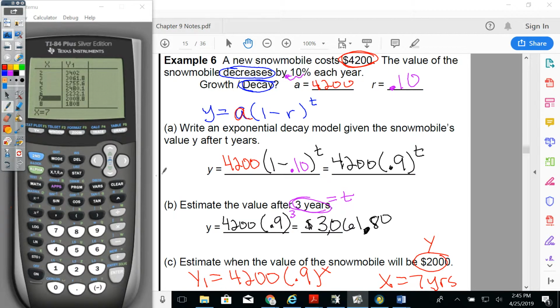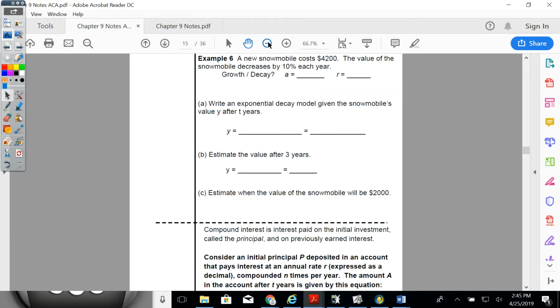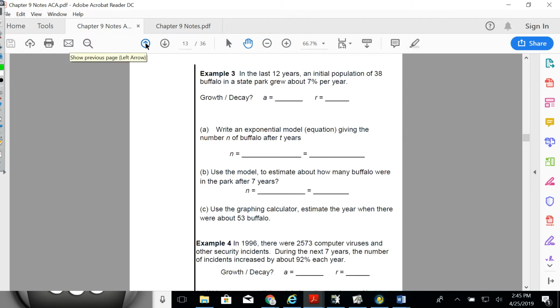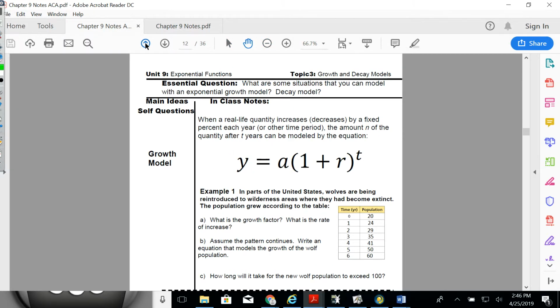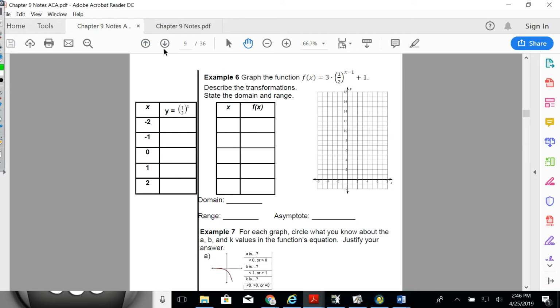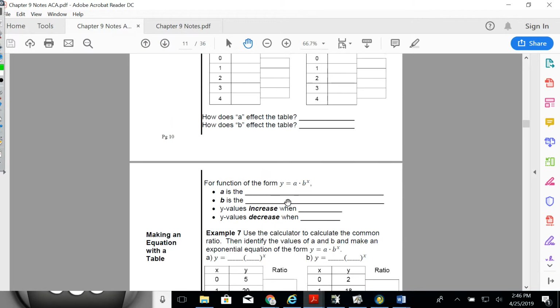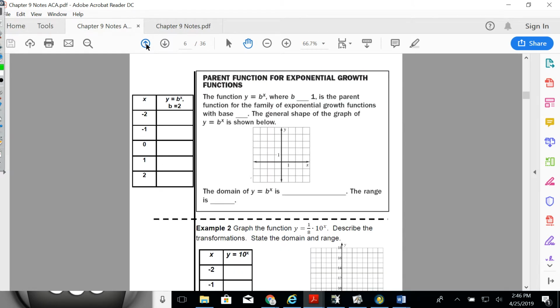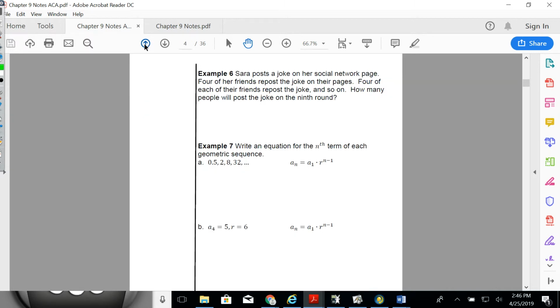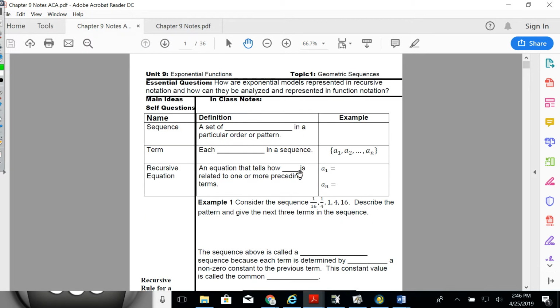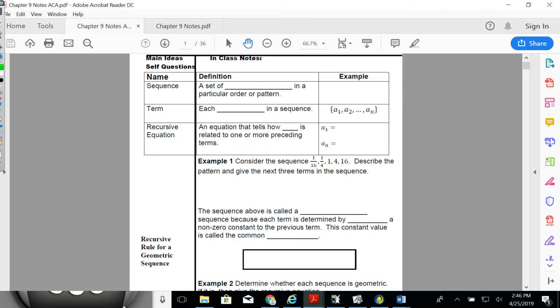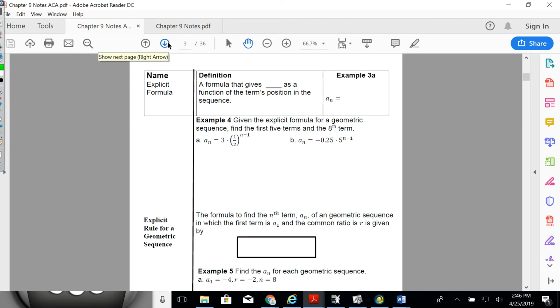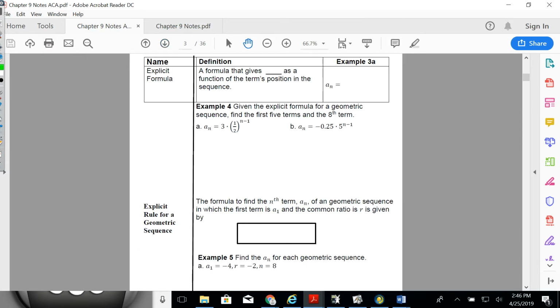Tomorrow, your quiz is going to be over the 3 topics that we've done so far. So the topic yesterday and today was topic 3, growth and decay. And then from last week with the tables on Thursday, and then the graphing on Friday. So that's topic 2. And then the sequences from topic 1. So on topic 1, you're going to need to know the 2 sequences formulas and then how to use them.